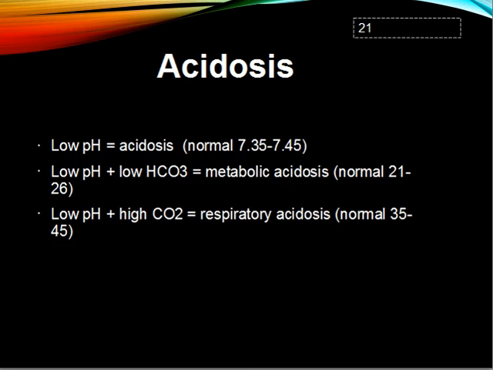Acidosis. A low pH equals acidosis. The normal is 7.35 to 7.45. So a low pH plus a low bicarbonate equals metabolic acidosis. The normal bicarbonate is 21 to 26. Low pH and high CO2 is a respiratory acidosis. The normal for CO2 is 35 to 45.